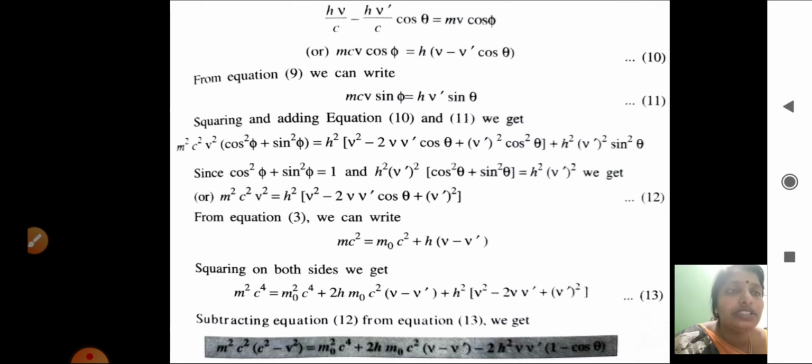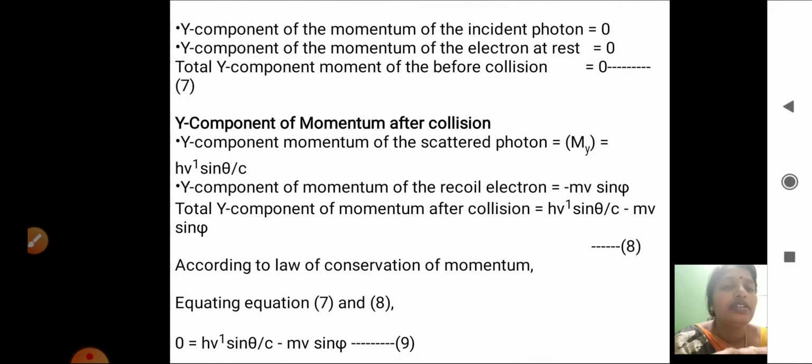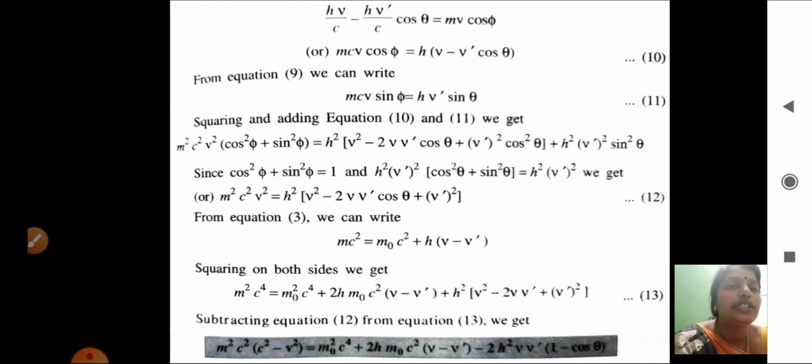Now substitute equation number 6: h nu by c minus h nu dash by c cos theta equals mv cos phi. Taking h as the common term, h times nu minus nu dash cos theta. Multiply both sides by c, so the right hand side is mcv cos phi. On the left hand side the c cancels, and the remaining term is h times nu minus nu dash cos theta.